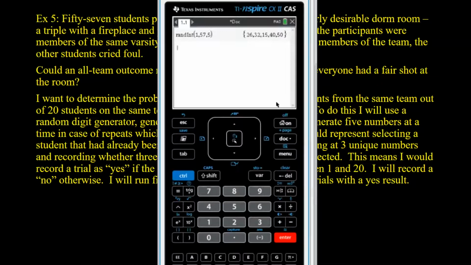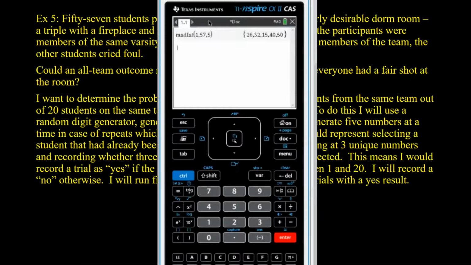And that first time gives me 26, 32, 15, 40, and 50. Now the first 3 numbers are all unique. There's no repeats. So I just need those 3. 26 and 32 would be somebody not on the team. 15 would be a team member. So I have not picked 3 people on the same team. So I would mark that trial as a no.